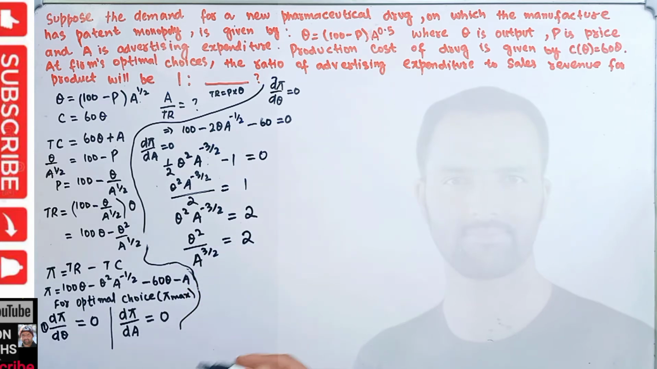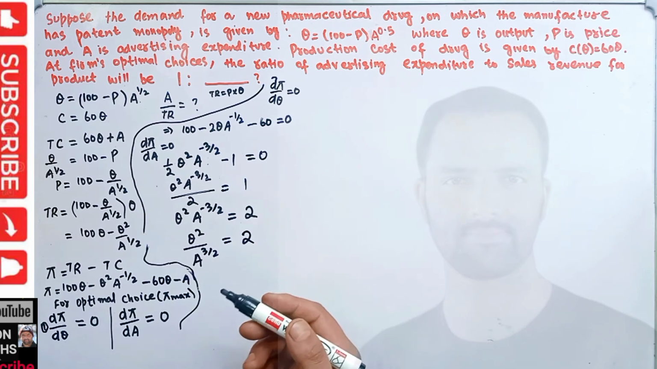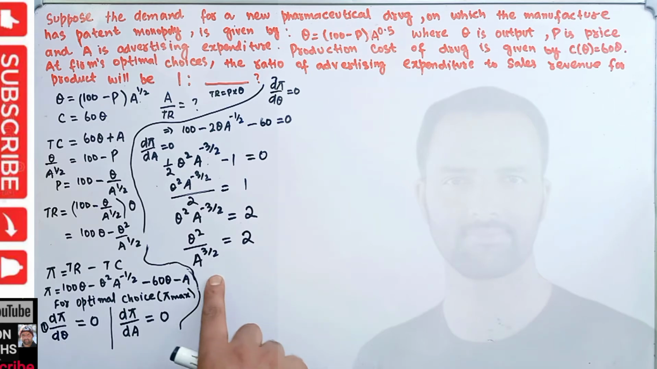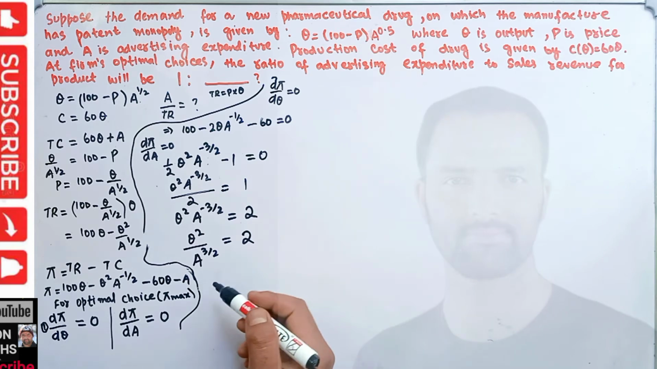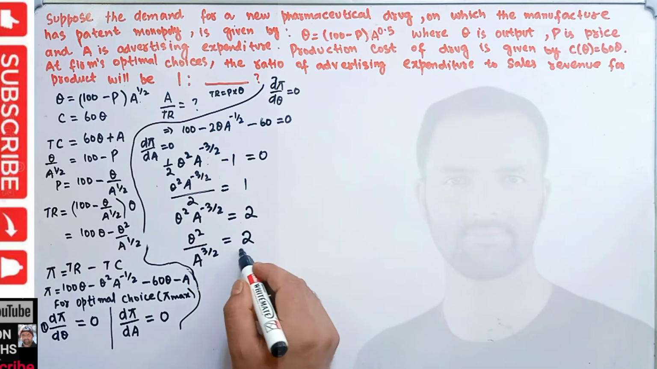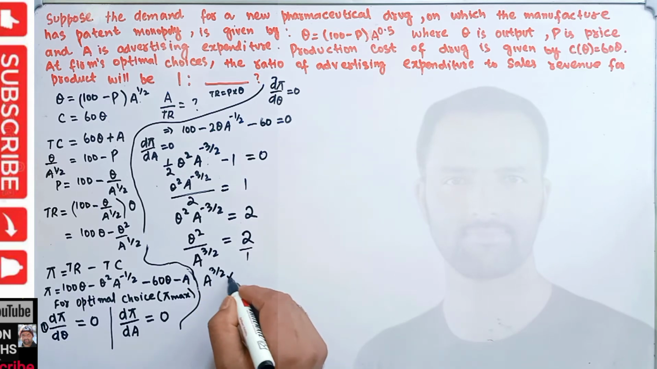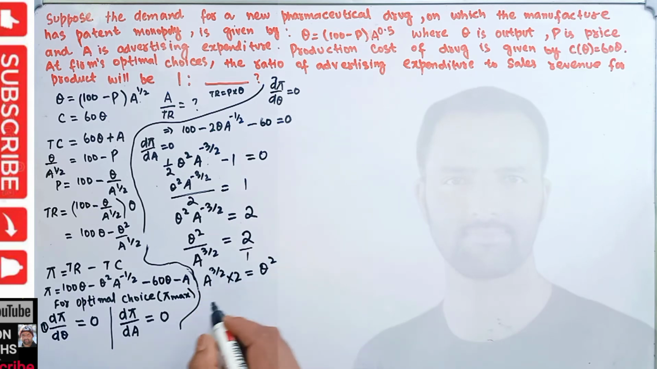And if you rearrange this, you will get a, or I will show you the steps here. It doesn't make sense to skip the steps here. So let's cross multiply. We have a to the power 3 upon 2 into 2 is equal to q square, or a to the power 3 upon 2 is equal to q square upon 2, transposing this, or a is equal to q square upon 2.